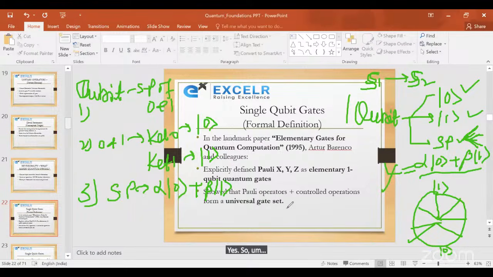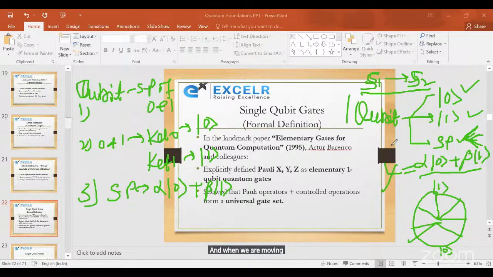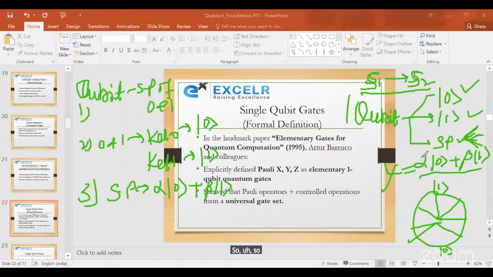So there is a demand from our side. Feynman said that we have to move from classical to quantum systems because nature deals in quantum. And when we are moving to the quantum system, it is our compulsion. We want to deal with the quantum system. The quantum nature of the quantum system is like that: they always keep revolving. So that's why we are going from system 1 to system 2. This is the nature. Most of the things in the quantum come from the nature.